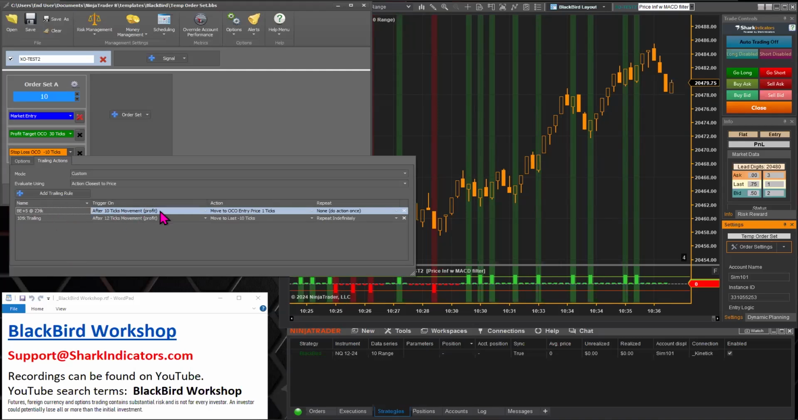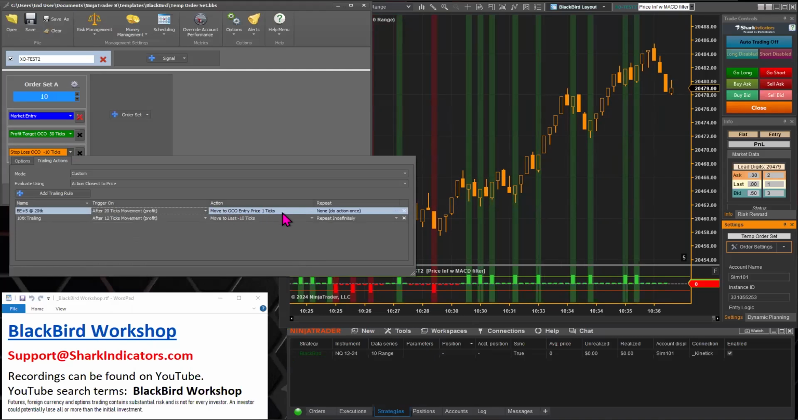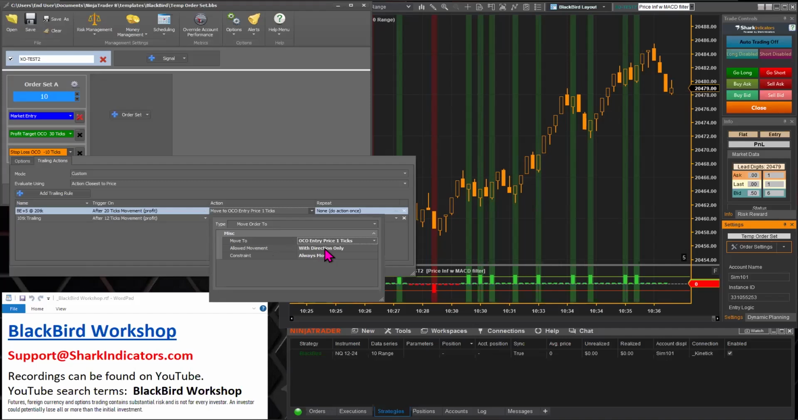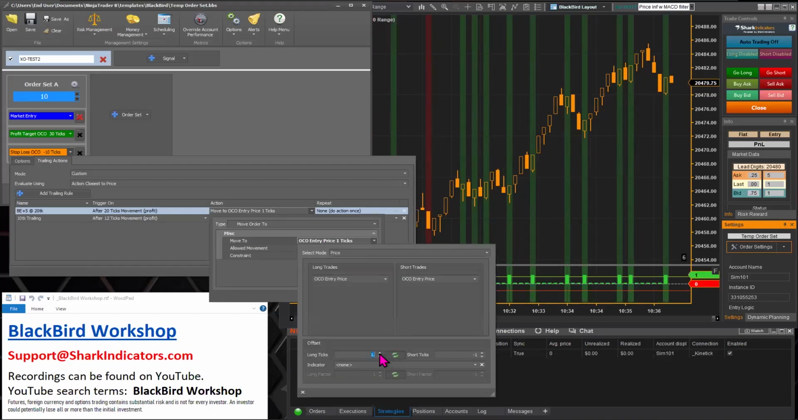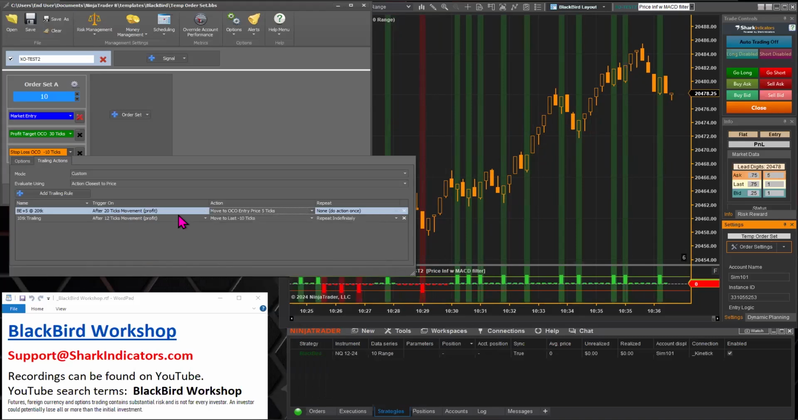Then we go into the trigger and adjust this as well. We're looking for 20 ticks of profit. And then the action is break even, which is the entry price, and we want to add 5 ticks there. So increase the offset to 5 ticks. And there we have it.